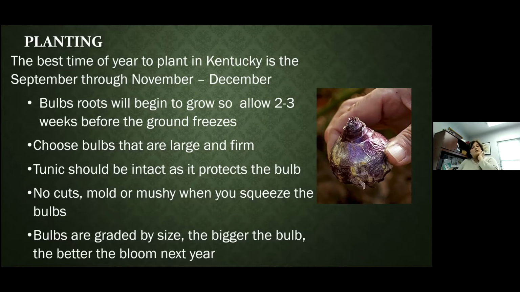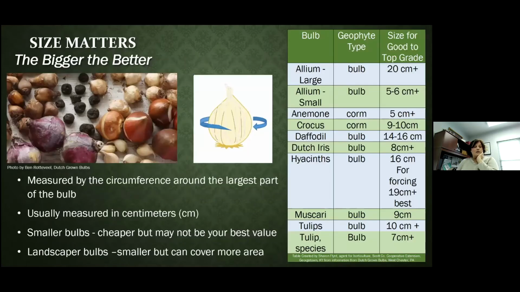And then bulbs are graded. When you look for them, they're graded by size. And the bigger the bulb, the better the bloom next year. So yes, in this case, size does matter, and the bigger the better. The way they determine the size of a bulb is by measuring around the circumference of the bulb, and it's measured in centimeters.